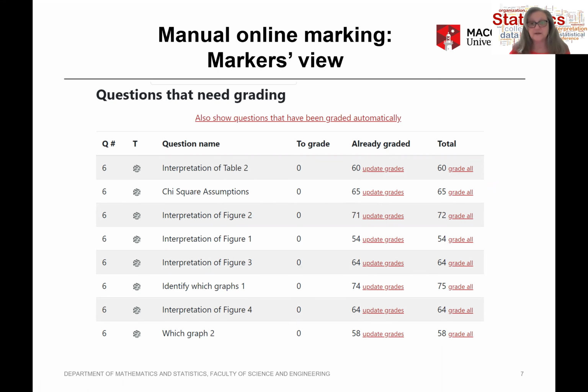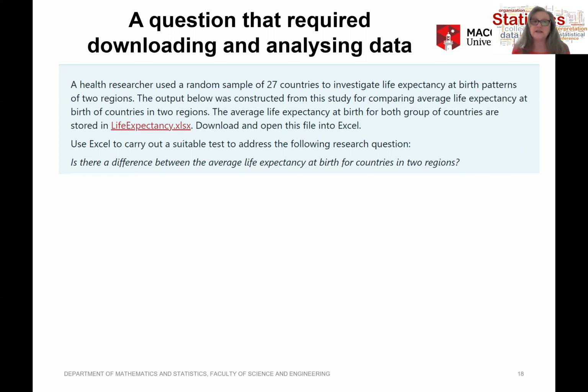So I'm not going to talk about these open-ended questions, but I'm going to talk more in detail about the questions that require downloading and analyzing data. Okay, so I have created a scenario, and in that scenario, you can see that there's a number here, 27 countries. This number is randomly created. I'll give you my R script, how I created them. And based on the randomly created groups, I also wrote out an Excel file for each different version of this question. So the file name is the same. All the students download the same named file, but the data within those files are different.